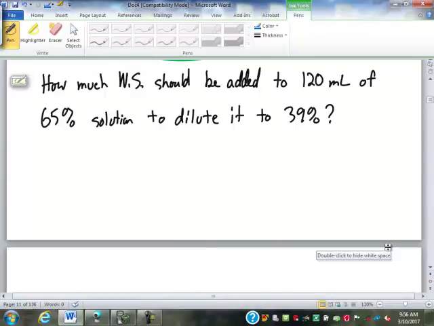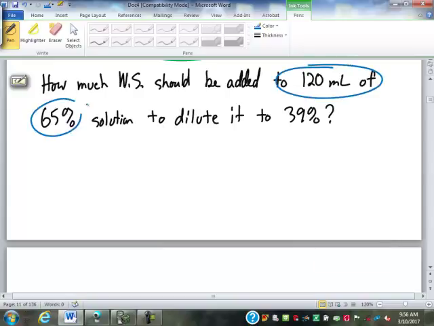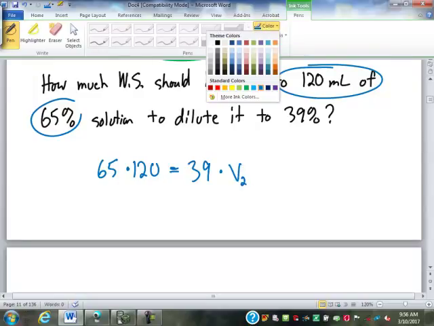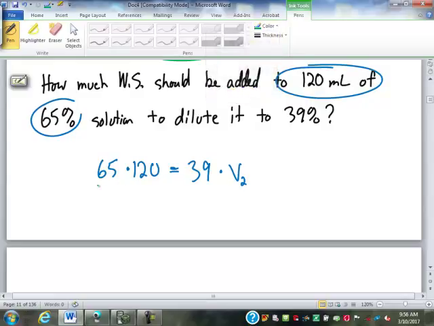So here, once again, we're starting out with 120 milliliters of 65%. So it'll be 65 times 120 on the left side. Now we're diluting it to 39%. So on the right side, we got the 39 as the concentration times, I'm going to put that times V2. My volume is what I'm looking for. So I'll combine 65 times 120.